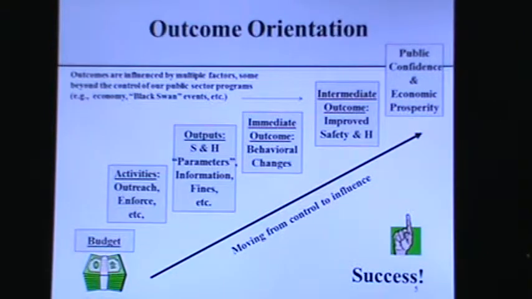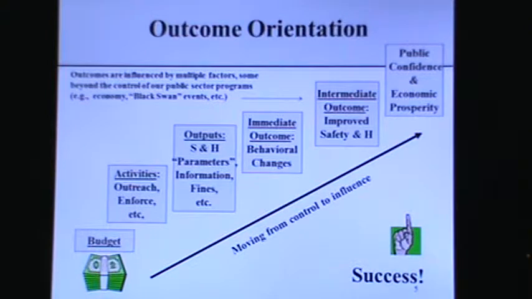This diagram just shows, as we said before, that you start out spending money in organizations, and we do this in the government. We get a budget. We do activities. We do outreach. We do enforcement, etc. We produce outputs. We do fines or tickets or patients treated or whatever. And then the sequencing of outcomes begins to occur. We see behavioral changes in those we treated, and then once the behavioral changes occur, we get improved safety and health. And then because there's improved safety and health, the public has more confidence, and we have more economic prosperity, and so on.